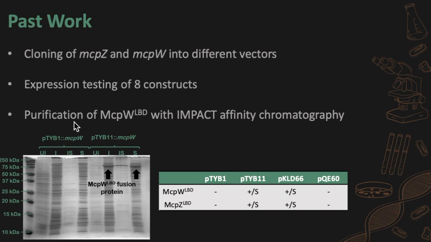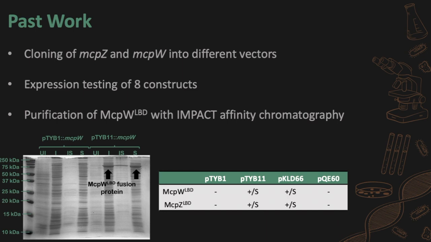This gel here compares 2 different constructs, the genes coding for McpW within pTYB1 and pTYB11, and as you can see, there is no real difference between the uninduced and induced wells here, but for this one, there is a clear band in the induced well that is not present in the uninduced well, which means that the protein was expressed. Similarly, there is a band at the same molecular weight in the soluble fraction, which means that we can collect this group of proteins and move on to purification.